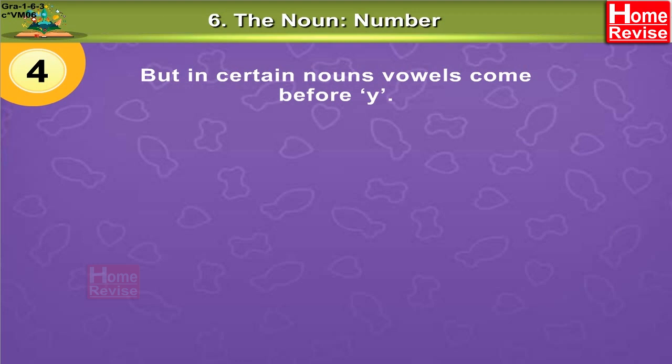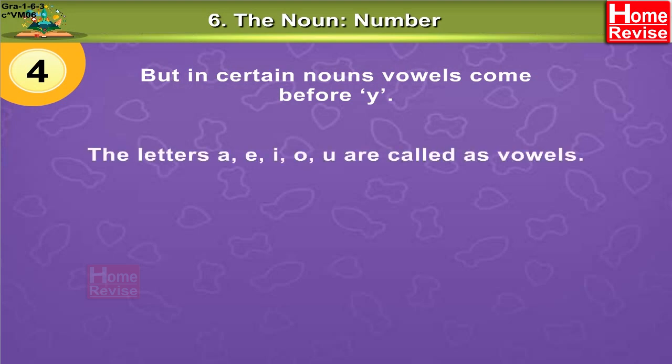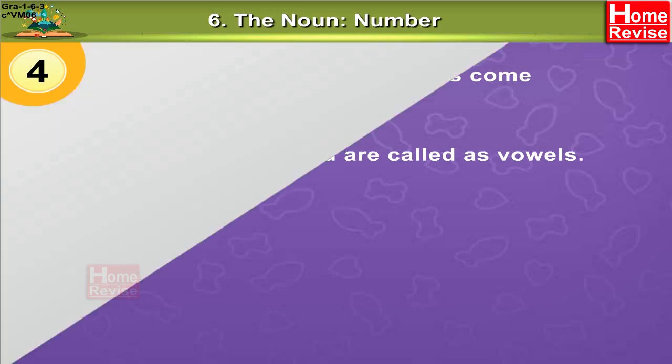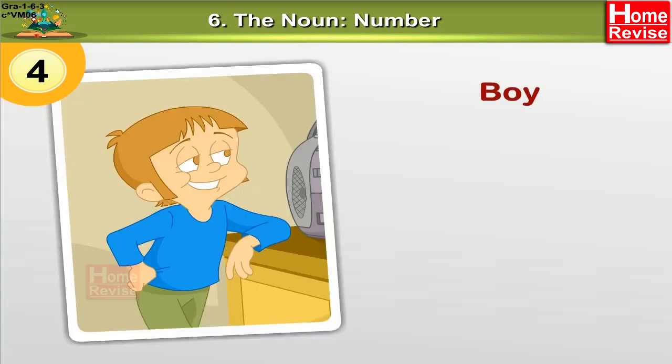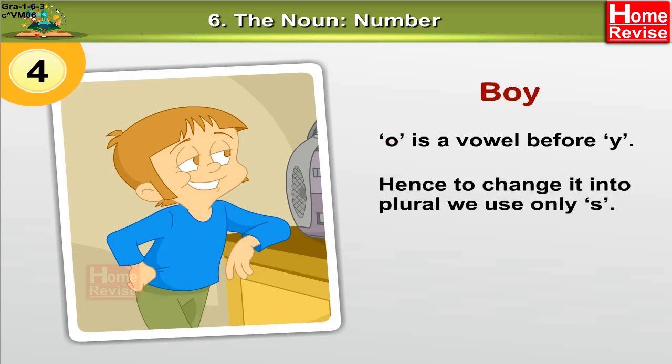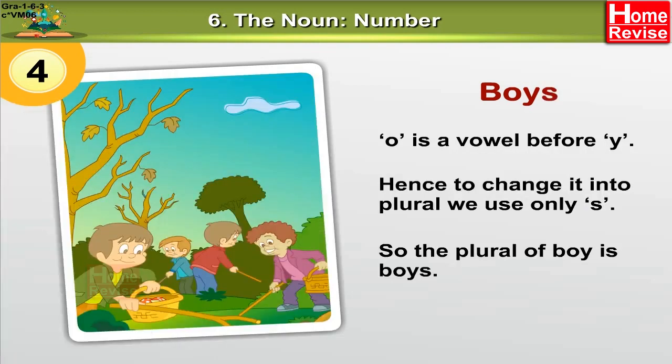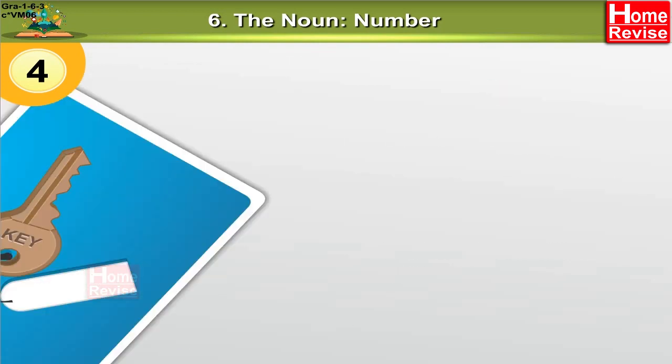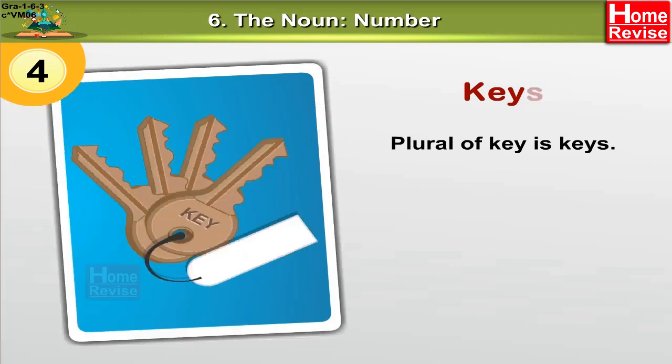But in certain nouns, vowels come before y. You remember what are vowels, by the way? Well, the alphabets A, E, I, O, U are called vowels. Let us see some words now. Boy. Here, O is a vowel before Y. Hence, to change it into plural, what are we going to do? Yes, we use only S. So the plural of boy is boys. Similarly, plural of key is keys. Did you understand? Good.